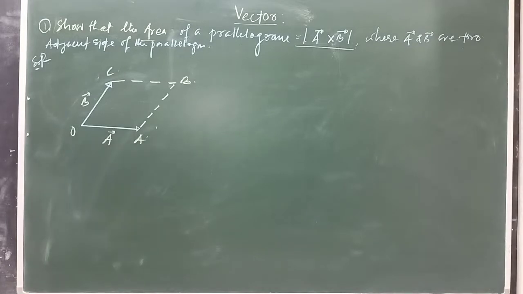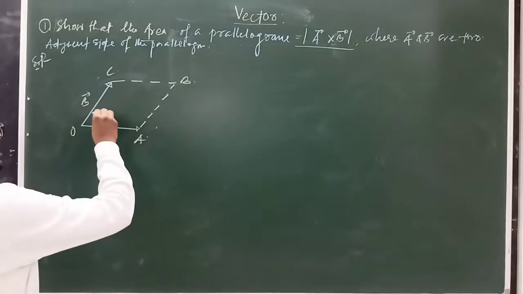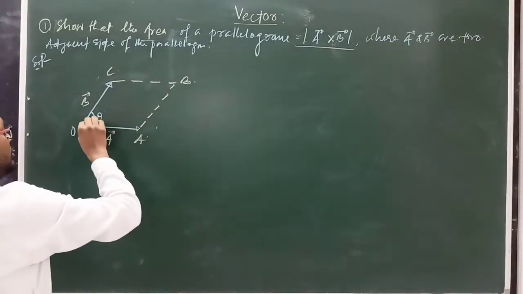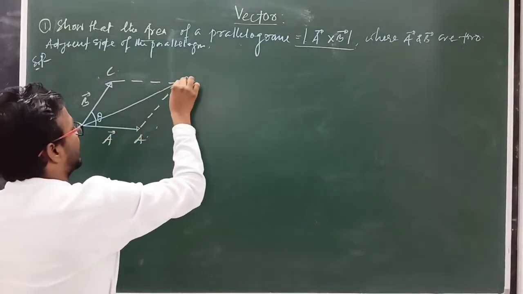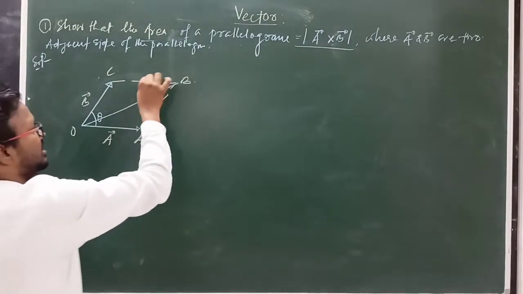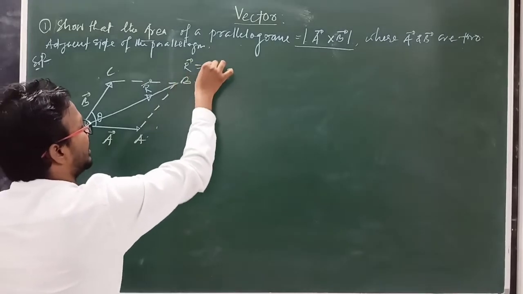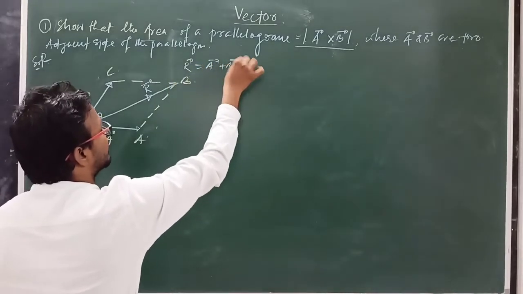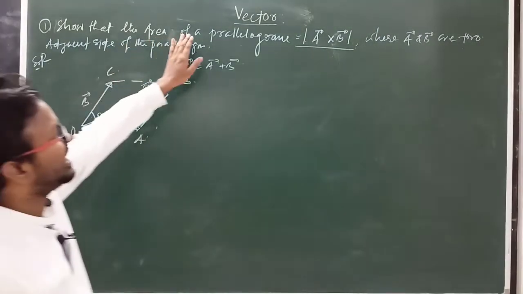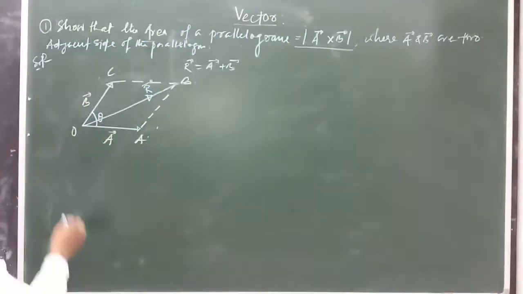OABC is a parallelogram, where OA and OC are two adjacent sides of the parallelogram, and suppose the angle between A vector and B vector is theta, and we already know this is the diagonal of the parallelogram, which represents the R vector, the resultant vector. So R vector equals A vector plus B vector, this is the large diagonal. So first we have to find the area of the parallelogram. What is the general formula for the area of a parallelogram?